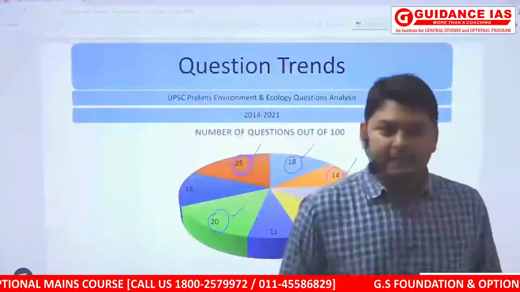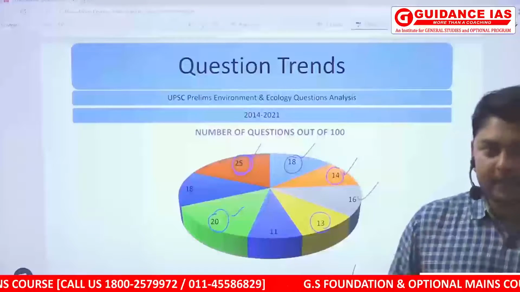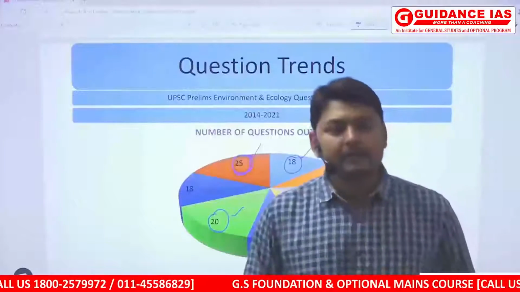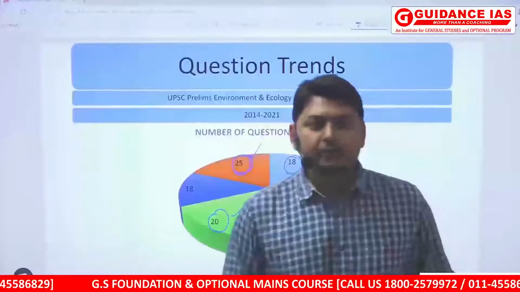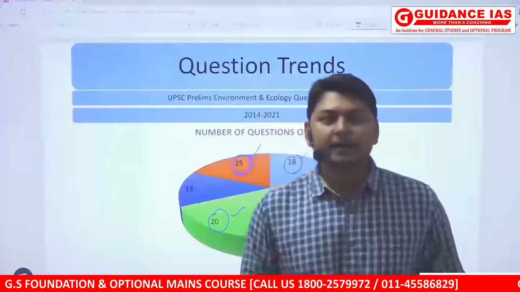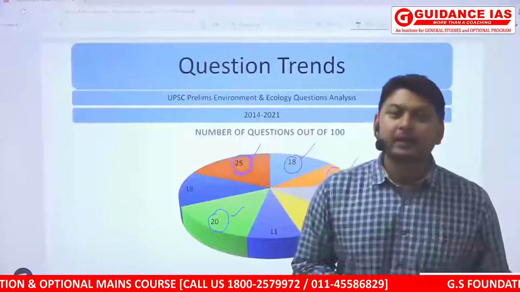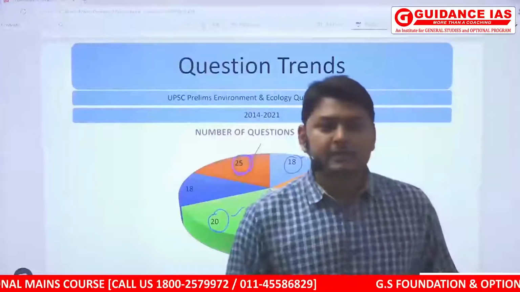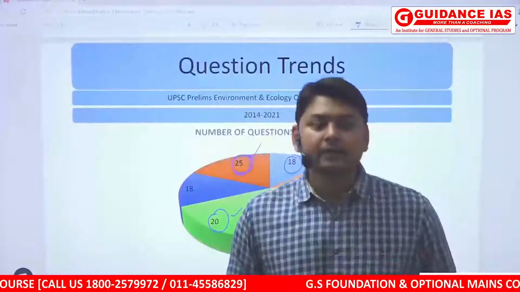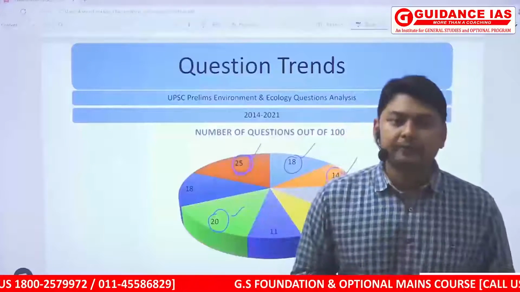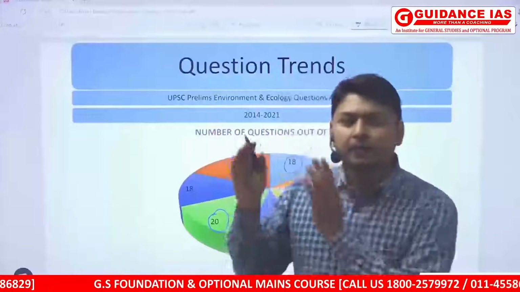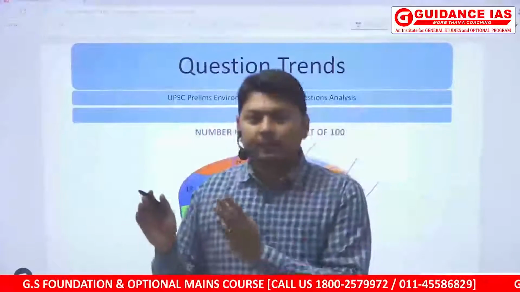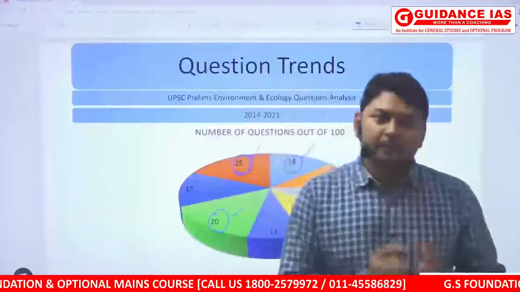So you can see that the minimum number of questions coming from environment is almost never less than 18. These 18 questions play a very big role in our preparation and examination, because this number of questions is comparable to the full history syllabus, which covers ancient, medieval, and modern India.